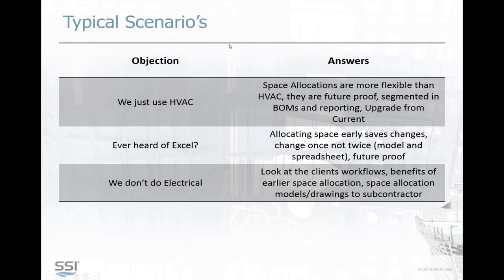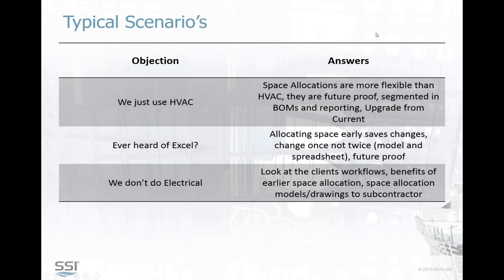In typical current scenarios, if you're just entertaining the idea of electrical but aren't convinced you need to try it out, you use HVAC and that might meet your needs. Well, the space allocations with electrical are now a lot more flexible than they used to be. They're also more future-proof in terms of electrical usage, segmented BOMs and reporting, and certainly you would need to upgrade from your current version to adopt it.